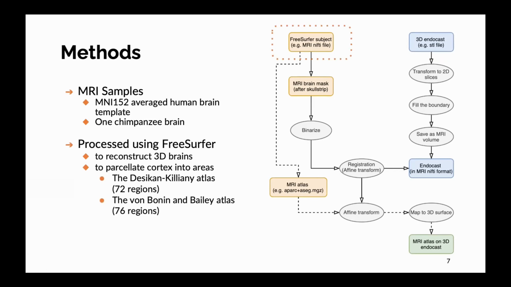On the other side, we also used MRI data. We used two MRI datasets, one for human and one for chimpanzee. For human, we used the MNI 152 atlas, which is the average MRI data from 152 human subjects. And for chimpanzee, we used MRI data from one chimpanzee individual. This MRI data was processed using FreeSurfer to reconstruct the 3D brains and then parcellate the cortex into different brain areas. Here we used two different atlases, including the Desikan-Killiany atlas, which includes 72 regions, and the Bonin and Bailey atlas of 76 brain regions.